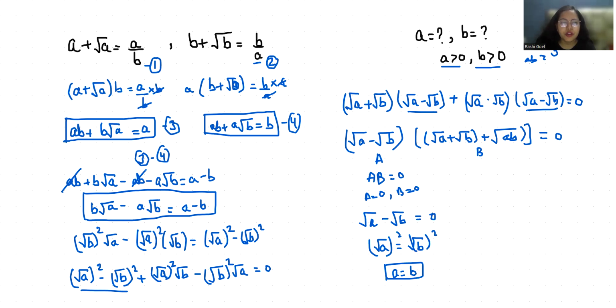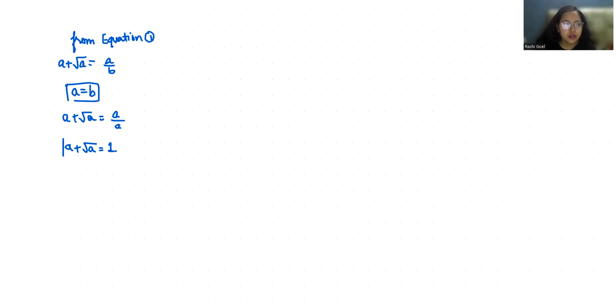Now, from equation first, a plus square root of a is equals to a by b, and we know that a is equals to b. We solved it. So let's replace this. So a plus square root of a is equals to a by a. So a plus square root of a is equals to 1. So square root of a square plus this square root a, and if I'll take this 1 to this side, minus 1 is equals to 0. Now let square root of a is equals to t. So it becomes t square plus t minus 1 is equals to 0.